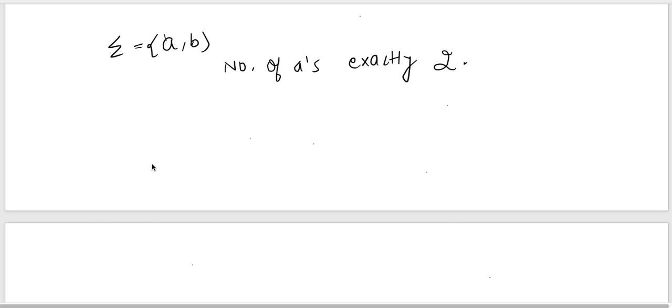Now let's do one other type of example. Here also sigma is a, b. Now we want the set of all strings in which the number of a's is exactly 2. So how can we draw the regular expression? We want exactly 2 a's. Before the first a any number of b can arise, after this a also any number of b can come, and after the second a also any number of b's can come. So this is the regular expression for strings in which the number of a's is exactly 2.